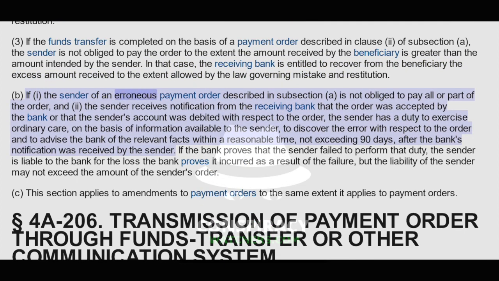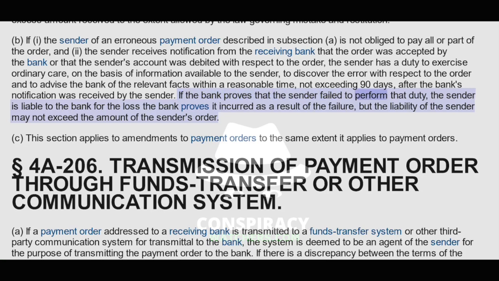If the sender of an erroneous payment order described in subsection is not obliged to pay all or part of the order, and the sender receives notification from the receiving bank that the order was accepted by the bank or that the sender's account was debited with respect to the order, the sender has a duty to exercise ordinary care, on the basis of information available to the sender, to discover the error with respect to the order and to advise the bank of the relevant facts within a reasonable time, not exceeding 90 days, after the bank's notification was received by the sender. If the bank proves that the sender failed to perform that duty, the sender is liable to the bank for the loss the bank proves it incurred as a result of the failure, but the liability of the sender may not exceed the amount of the sender's order.